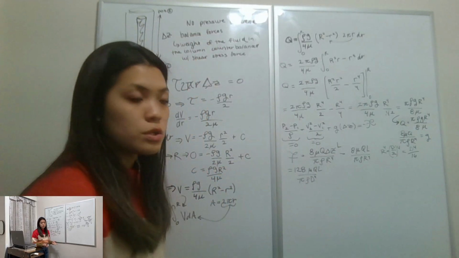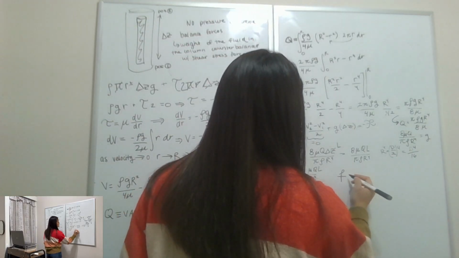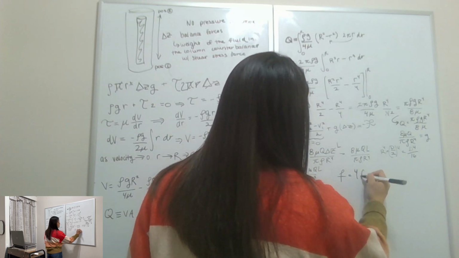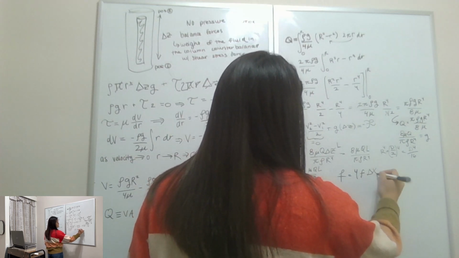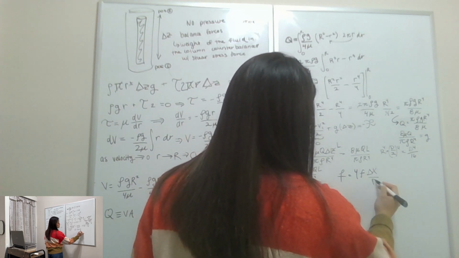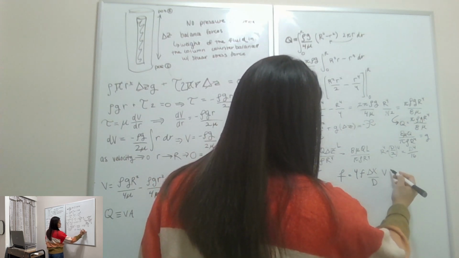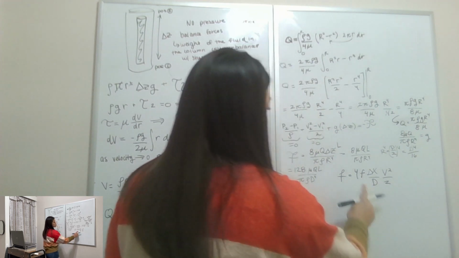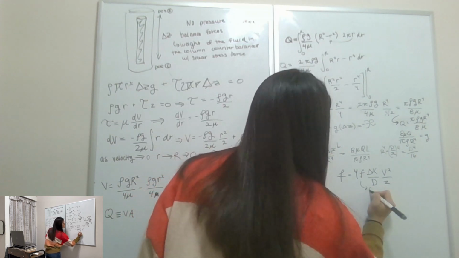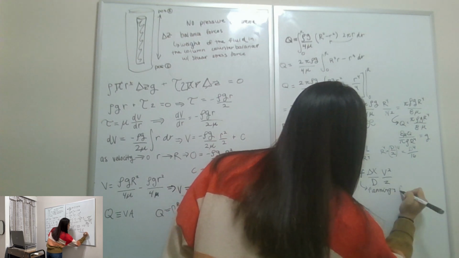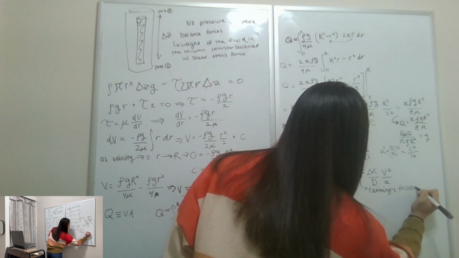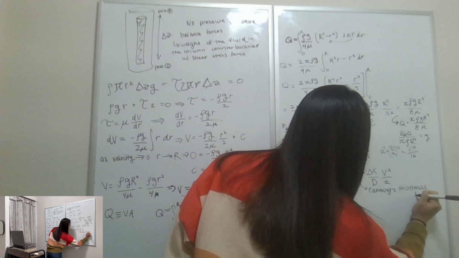Frictional heating can also be written and defined as 4 times f, lowercase f, times the change in the length divided by the diameter times the velocity squared divided by 2. So this lowercase f here is Fanning's frictional factor.